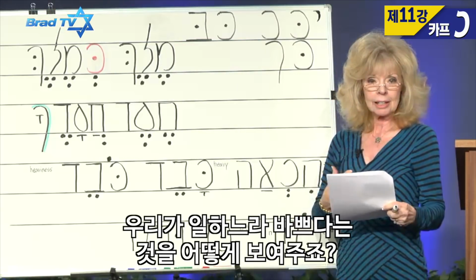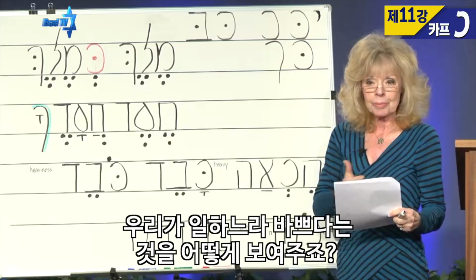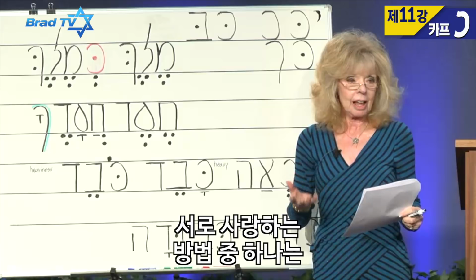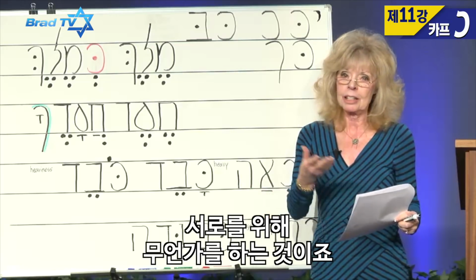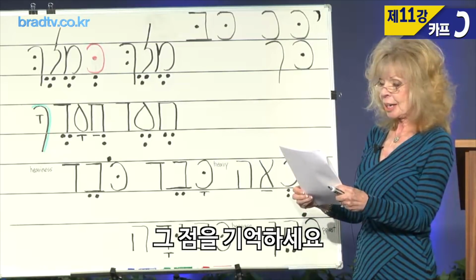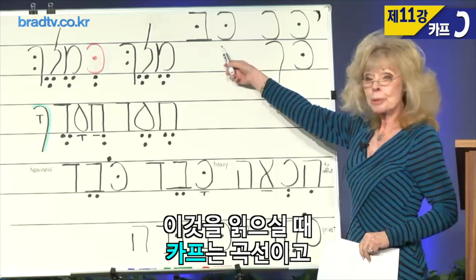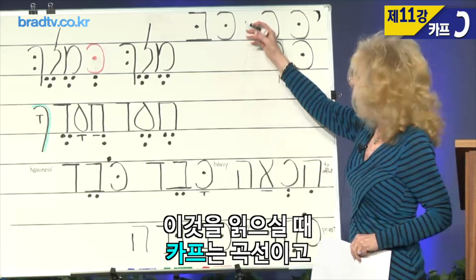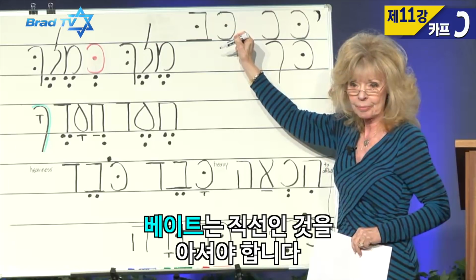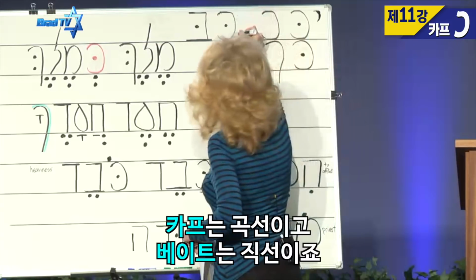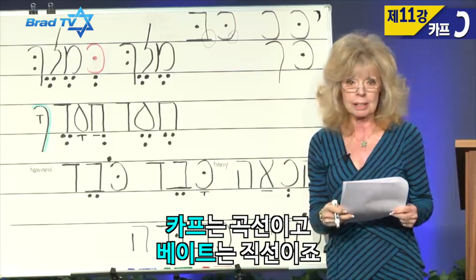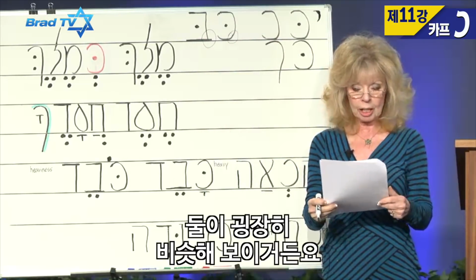How do we show that we're busy being workers? Well, for one thing, we should be loving one another. And a lot of times we love one another by the things we do for one another. So let's keep that in mind. Okay, so when you're reading, I just want you to notice that Kaf is curved and the bait is straight lines, okay? That's important to see. So notice the curved lines and the straight lines of Kaf and bait, because when you're reading along, they can look a lot alike.